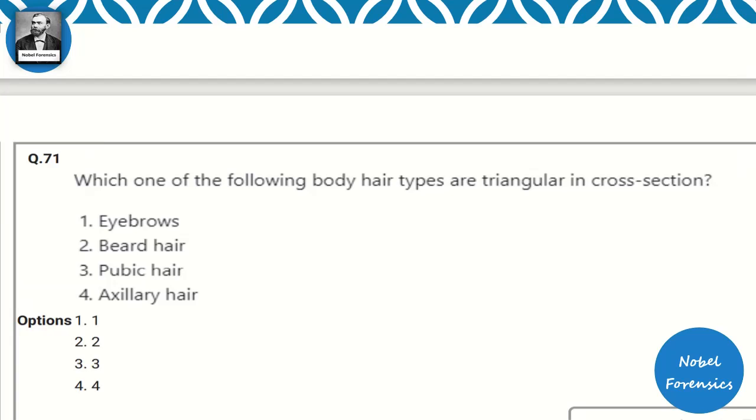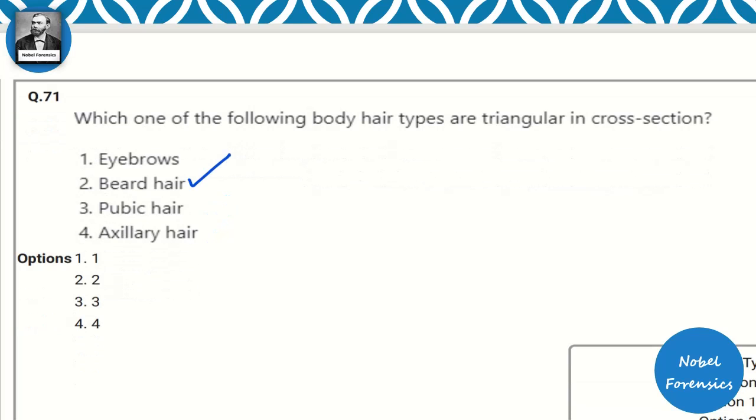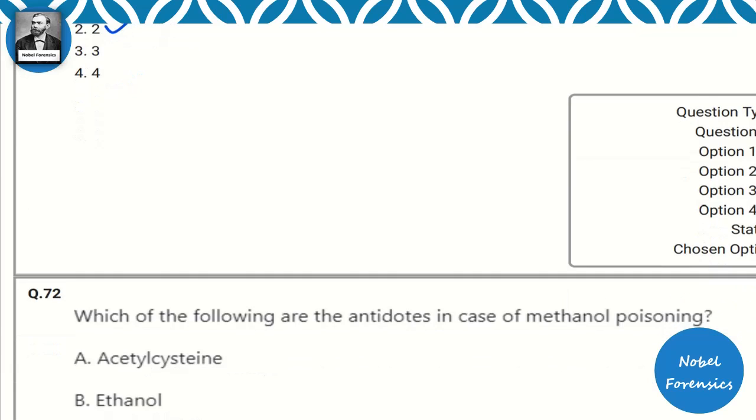which one of the following body hair types is triangular in cross section? Coming to the options, eyebrow hair has a flat cross section, beard hair and mustache hair give a triangular cross section, then pubic hair has a kidney-shaped cross section, and axillary hair is also similar, kidney to oval shape cross section. So here the correct answer is beard hair. Option 2 is correct.